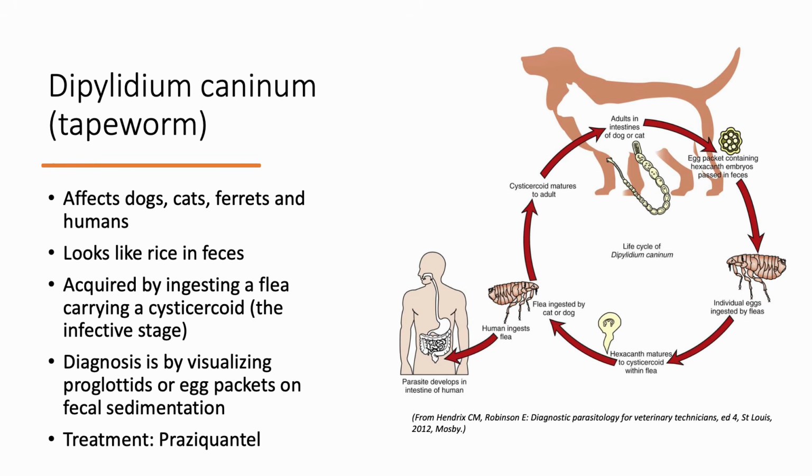An animal becomes infected with Dipylidium by eating a flea. The flea is the intermediate host, and the flea is carrying the infective stage within their body. The infective stage is a cysticercoid. We can diagnose this by seeing the proglottids, or less commonly by finding egg packets on cellophane tape prep or fecal sedimentation. Remember, a whole packet of eggs is pretty heavy, so it's not going to float the same way that a nematode egg is going to float. Treatment is the medication praziquantel.